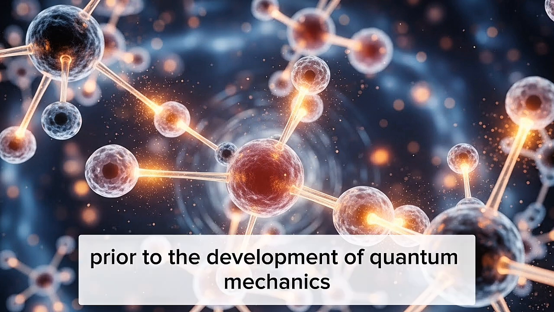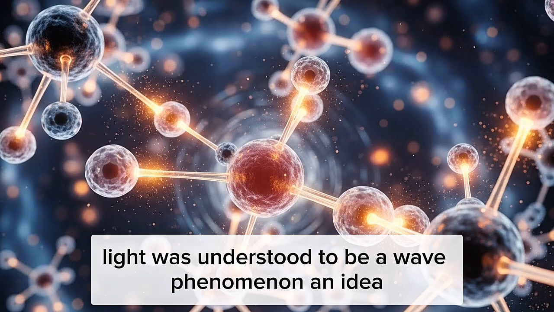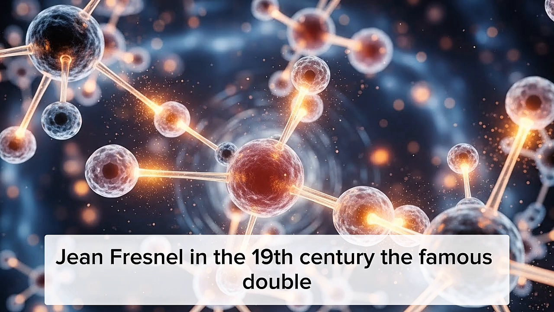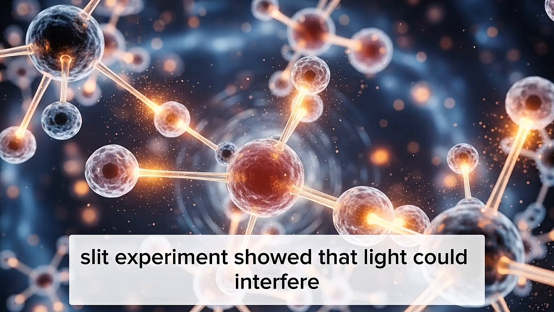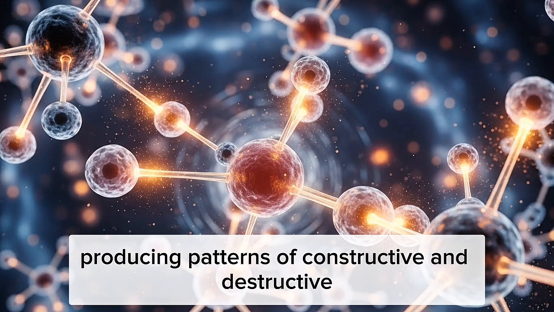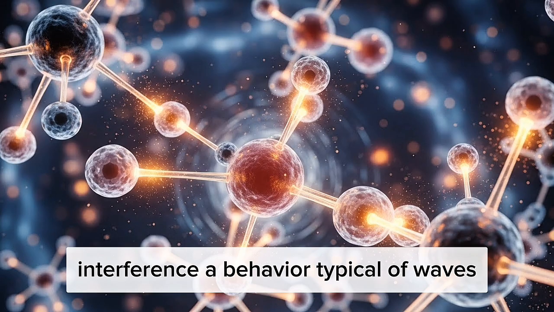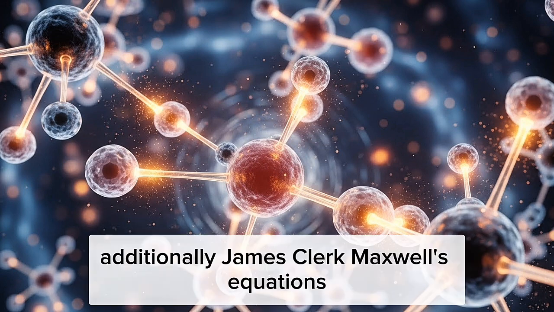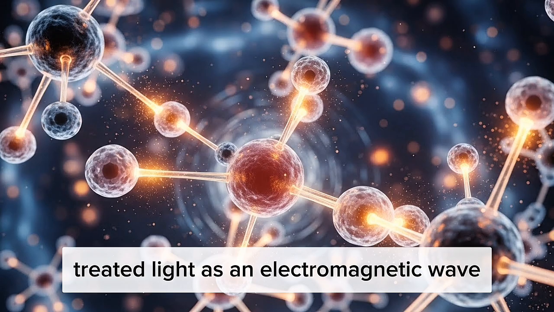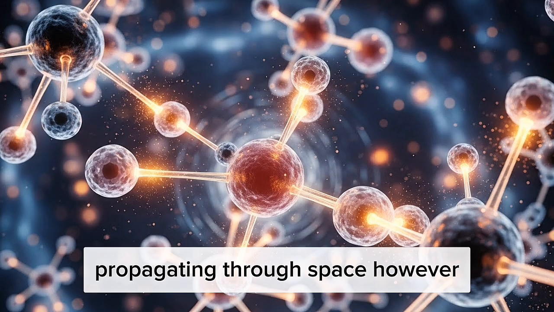Prior to the development of quantum mechanics, light was understood to be a wave phenomenon, an idea solidified by the work of Thomas Young and Augustin Jean Fresnel in the 19th century. The famous double-slit experiment showed that light could interfere with itself, producing patterns of constructive and destructive interference, a behavior typical of waves. Additionally, James Clerk Maxwell's equations, which described electromagnetism, treated light as an electromagnetic wave propagating through space.